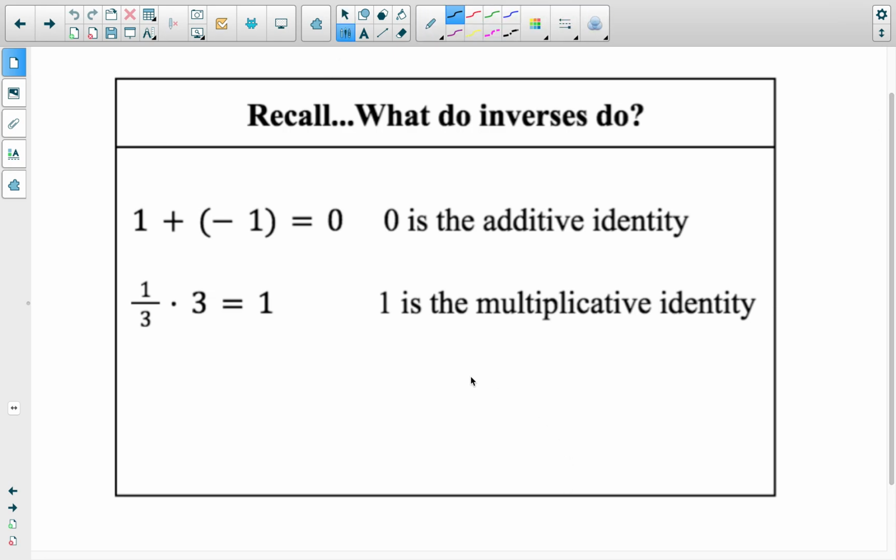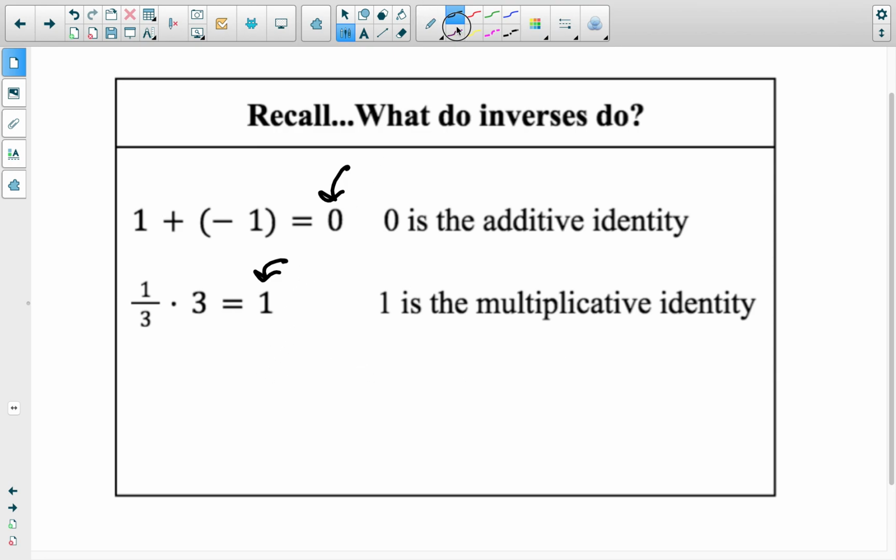When we think about addition, the inverse of addition is subtraction. And so the inverse of 1 in the addition case is -1, because when they are added together, they equal 0, the additive identity. With multiplication, the inverse of something like 1/3 is 3, because when they multiply together, they give us 1. 1 is the multiplicative identity.